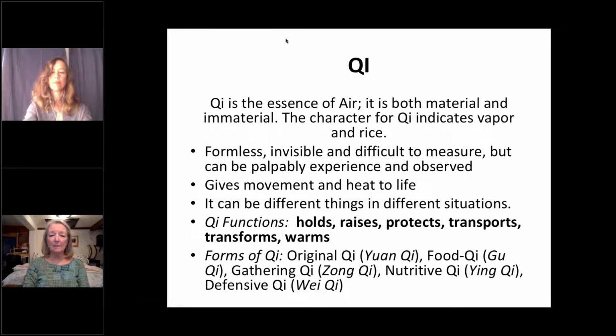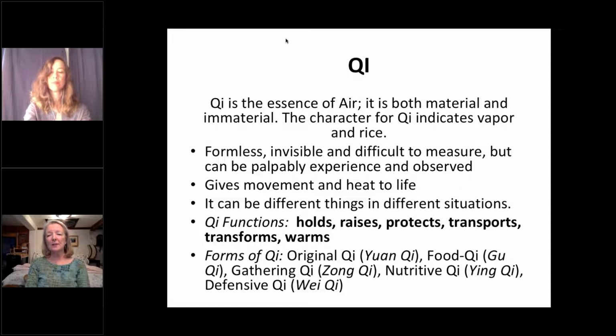Qi protects. If you look down at the forms of qi down here, you'll see the last one, defensive qi, called wei qi. A lot of people use that term. So it protects the body from those invading influences, those evils we talked about, the pernicious influences. So you've got a protective energy, the wei qi, that is right under the skin. And it keeps the pores closed or opens them when needed and helps protect the body.